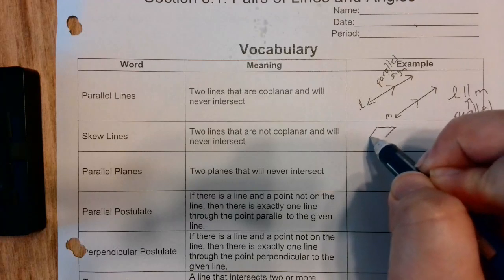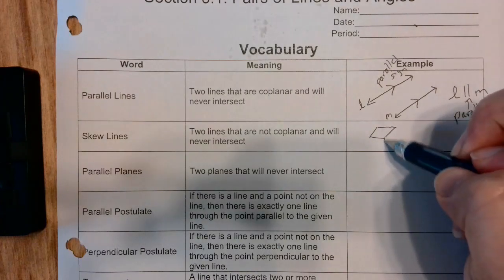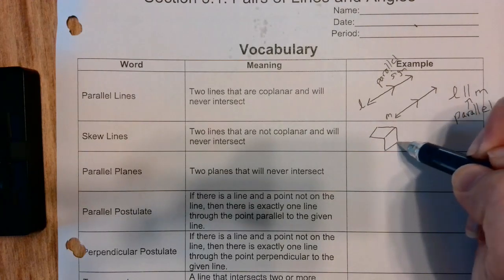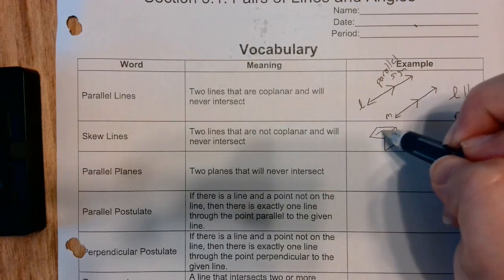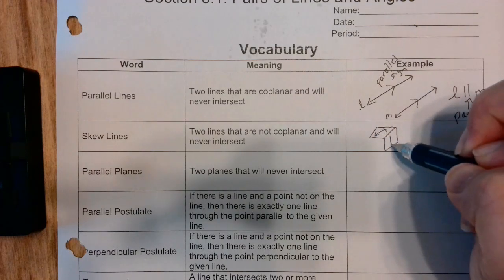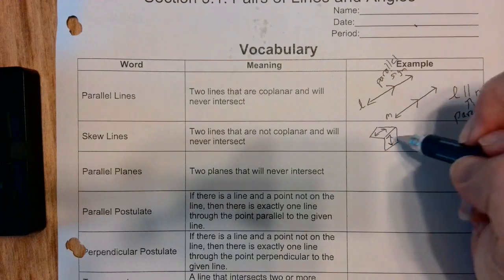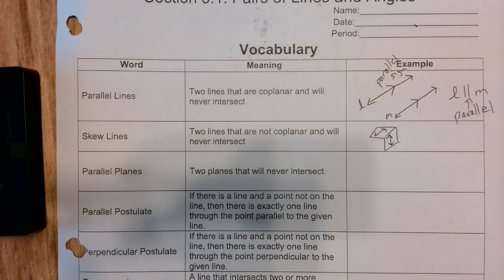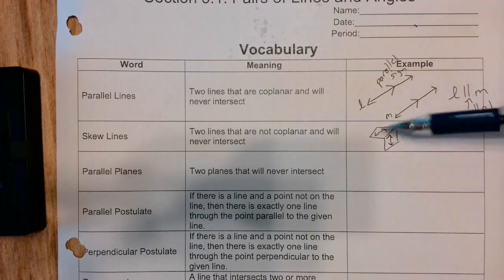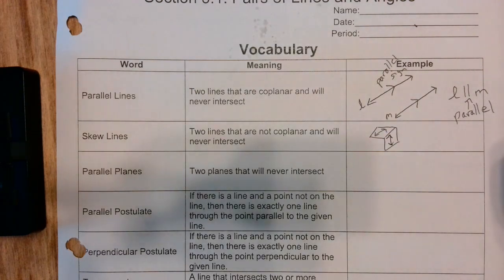So maybe here's what your ceiling would look like, and here is a wall. Maybe this line and this line. They're never going to cross because one's on the ceiling and one's on the wall, but we call them skew because they are not on the same plane.